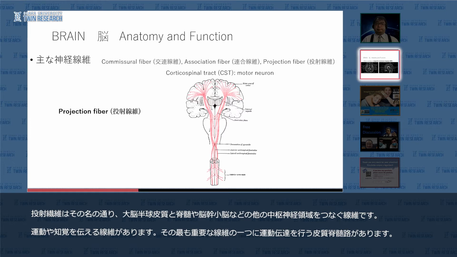Projection fibers of the brain, also known as projection tracts of the brain, are a type of white matter tract that connects the cortex with other areas in the central nervous system, such as deep nuclei, brainstem, cerebrum, or spine. They may be efferent (motor) or afferent (sensory) tracts. Here we can see one of the most important fibers, the corticospinal tract, contributing to motor function.